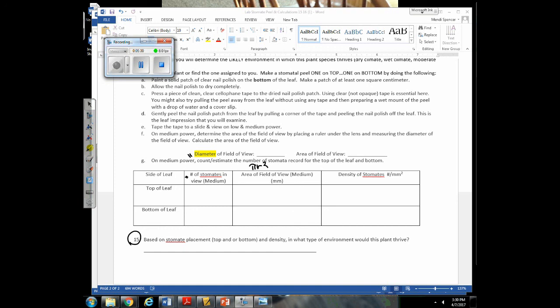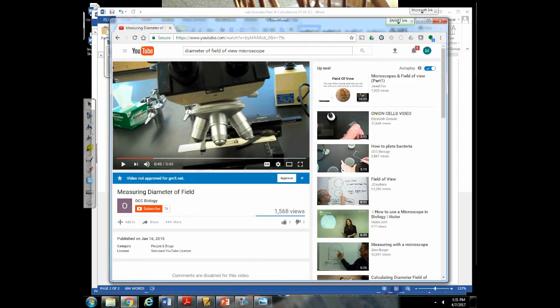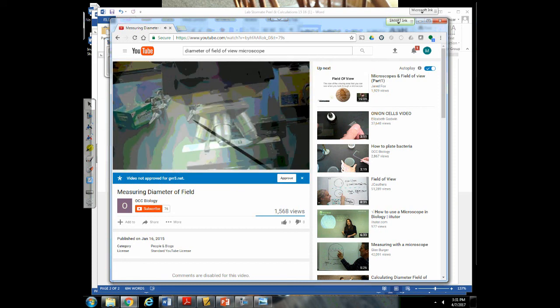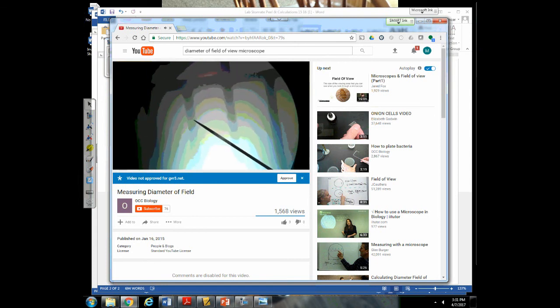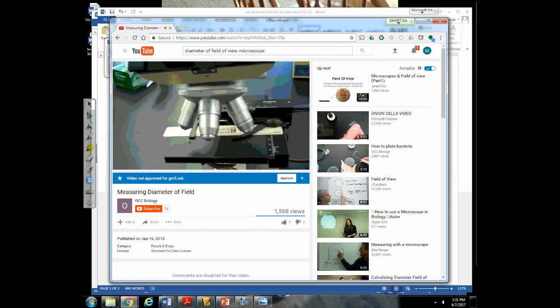As a quick reminder, whenever you go to figure out the diameter of the field of view, you are going to use a ruler and place it underneath your lens. Whichever lens power you use to count your stomates, you need to measure the diameter of the field of view for that lens as well. So remember, each little mark there is a millimeter, so you can estimate the diameter and the radius of the field of view.